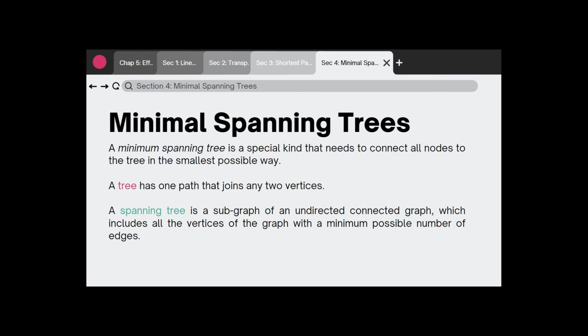Minimal spanning trees. A minimum spanning tree is a special kind of tree that needs to connect all nodes in the smallest possible way. A tree has one path that joins any two vertices. A spanning tree is a subgraph of an undirected connected graph which includes all the vertices of the graph with the minimum possible number of edges.